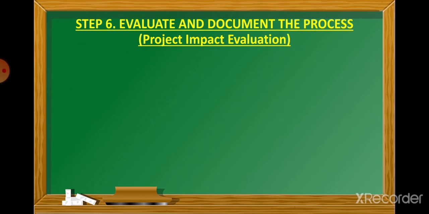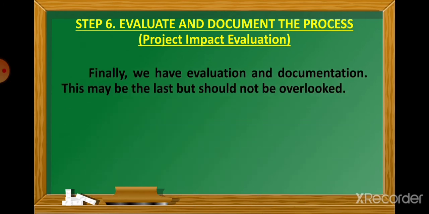Okay, let's go to the final step, step 6. Evaluate and document the process, or use the project impact evaluation. Finally, we have evaluation and documentation. This may be the last but should not be overlooked. So first, evaluation's importance in the process is immense. It is in evaluation that we can look in front of the mirror and see what is missing. By considering who we are and what we have done, then we can truly plan our next move. It is only in our acceptance that we can see what we can do about our next endeavor or our future.